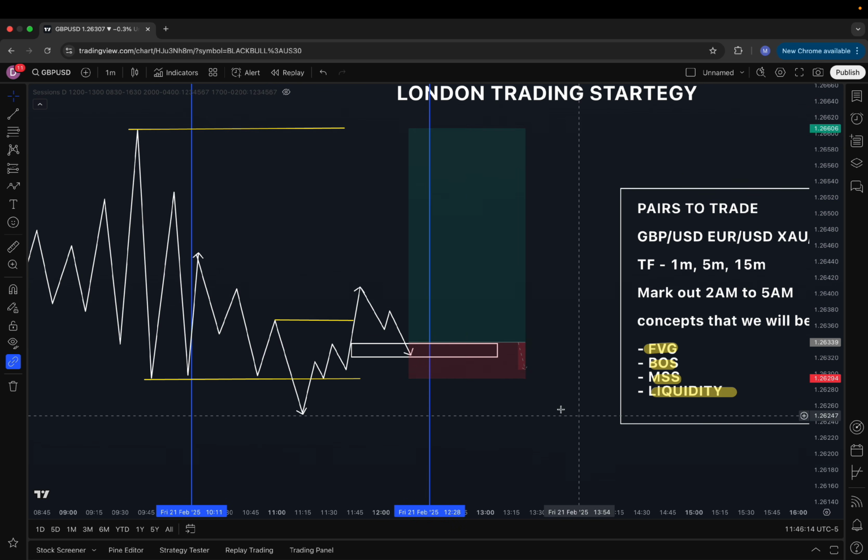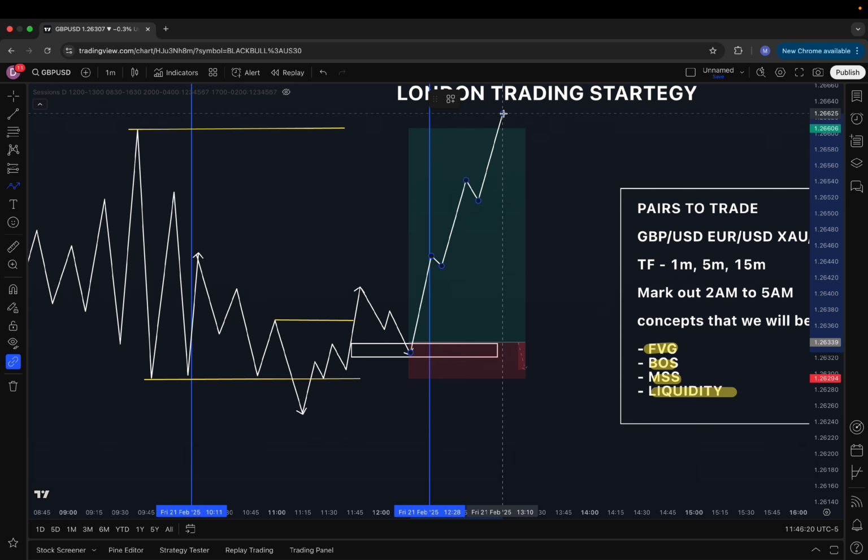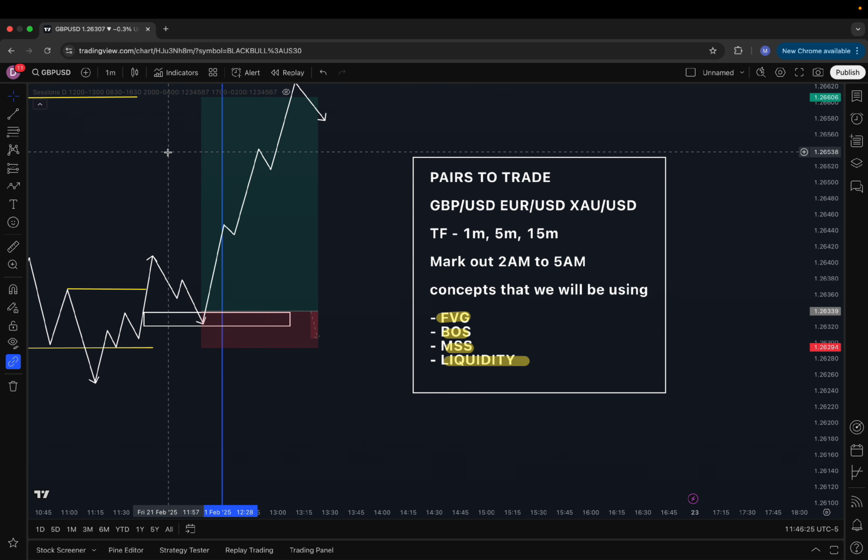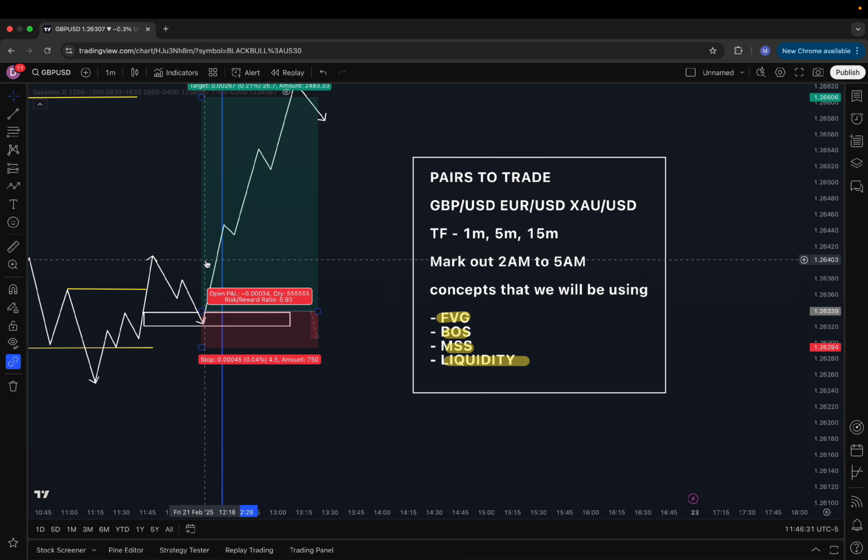Using this strategy in this example, you can see that we would be catching a 1 to 5 risk to reward. Now you want to focus on the time frames. You want to focus between the 1 minute, the 5 minute, and the 15 minute. I'm going to be going over a live example now, and I'll show you exactly how to use this strategy on the live charts.